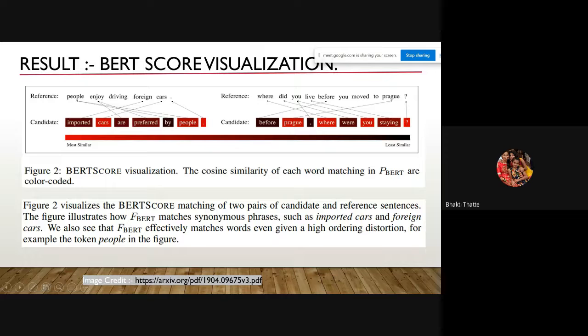Then the disorder, or high distortion in the order of the words, it can also find correctly. For example, people and people. So if you see, people here at the first and people here at the last, but still it has found them correctly. Okay, so this is the BERT score visualization.